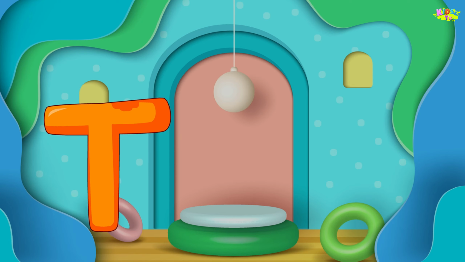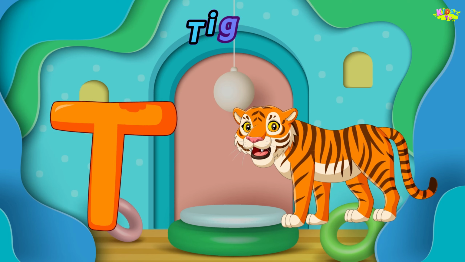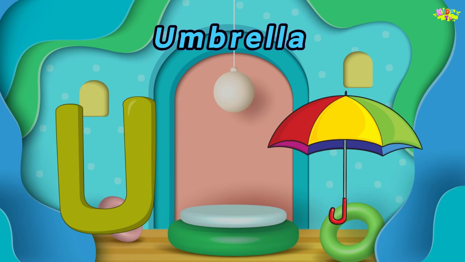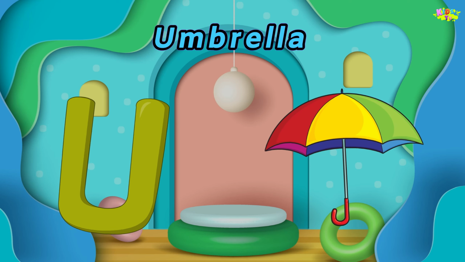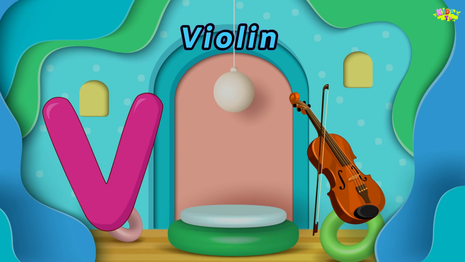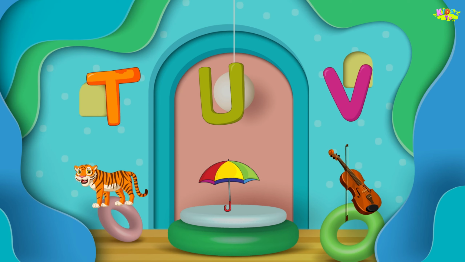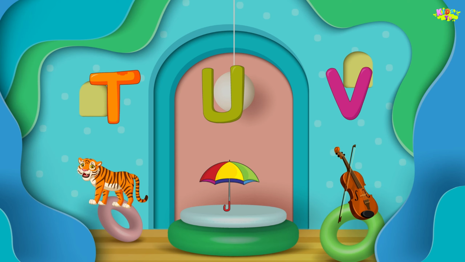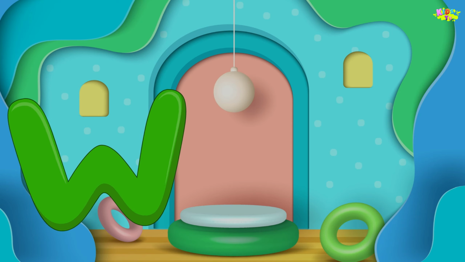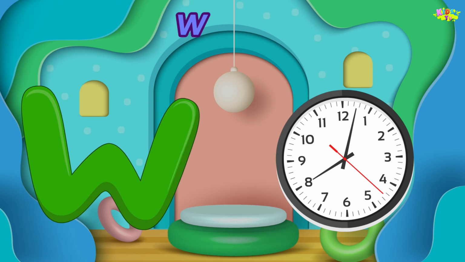T is for tiger, tiger, tiger, T, tiger. U is for umbrella, U, umbrella, U, umbrella. V is for violin, violin, violin, V, violin. W is for watch, W, watch, W, watch.